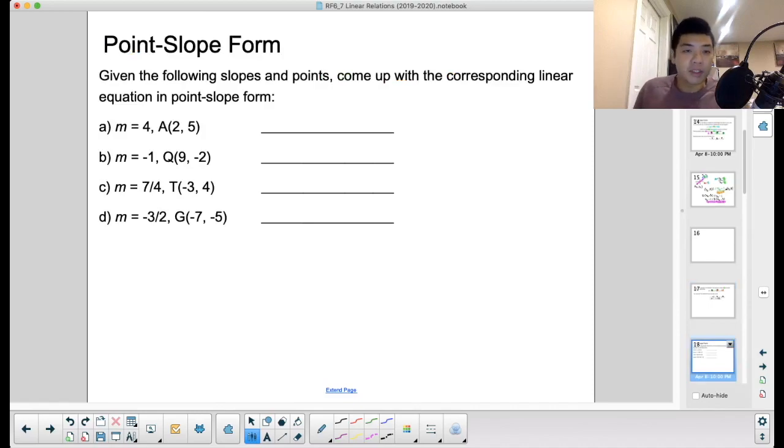We can try a couple of examples here. We're given, again, a slope and a point on the line. So after the first or second example, what I'd like for you guys to do is to pause the video and try out the last two on your own. So we'll go ahead and start off with the first example. We know that your slope is 4, and we have your point (2, 5).